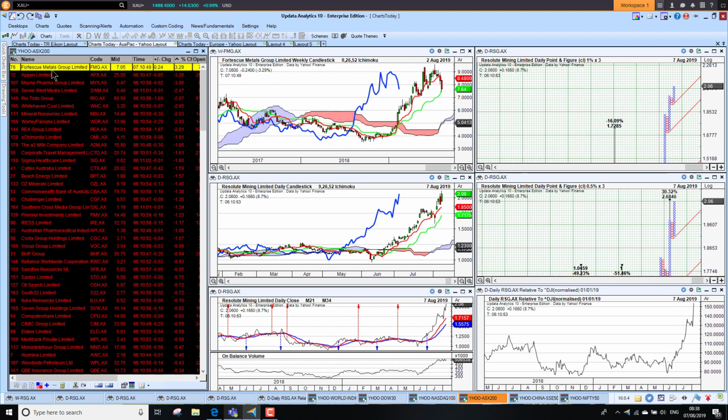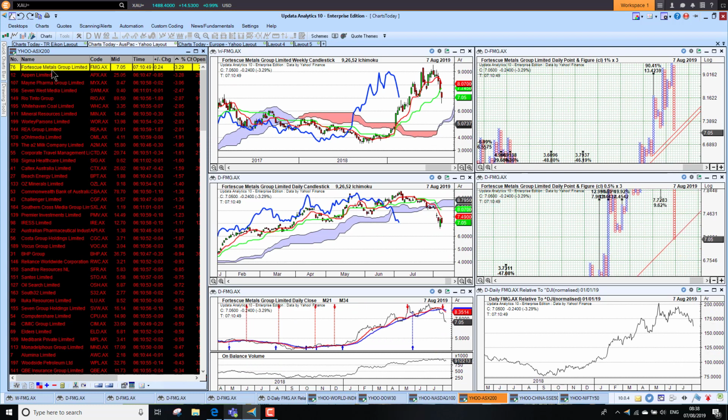And on the downside, we had Fortescue Metals. They were down 3%, so they're seeing a break of that support level there that was running up the hill quite sharply. We've broken below the cloud, and we see the relative breaking, so that run looks set to be over.